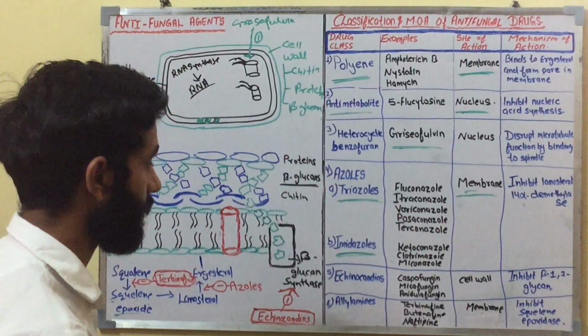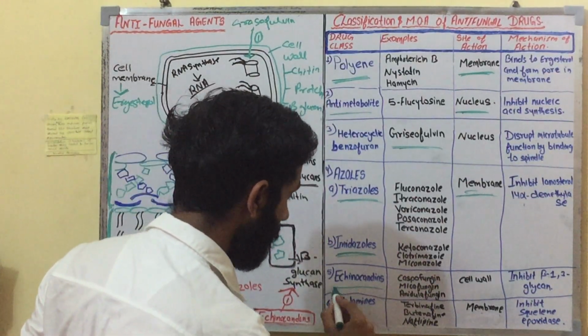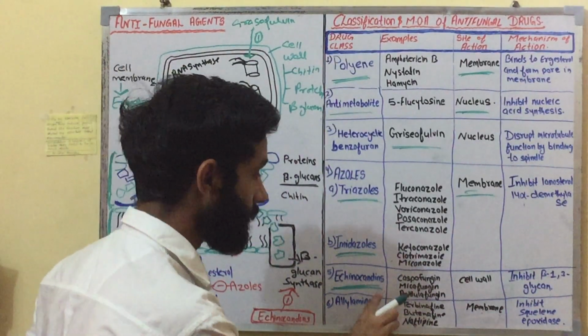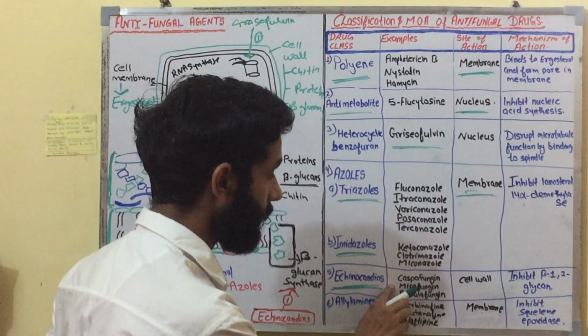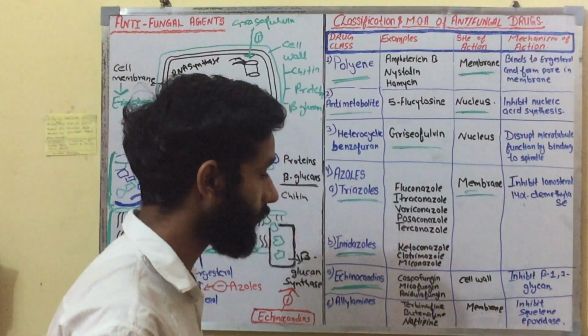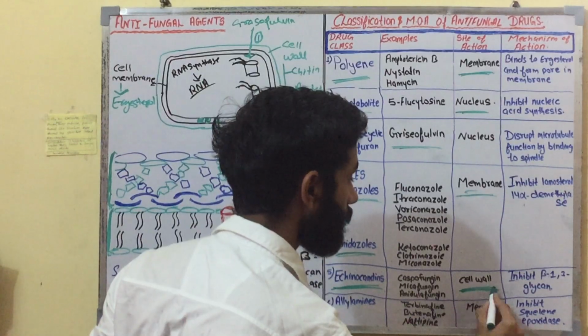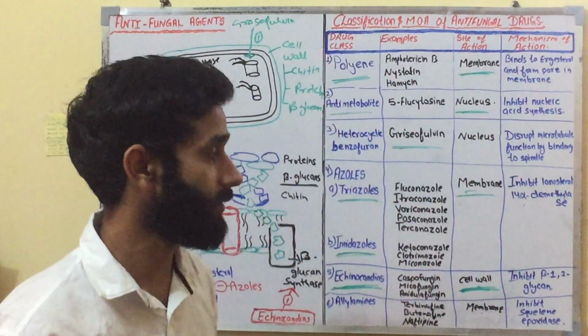So come to the next drug, echinocandins. Examples of the echinocandins are caspofungin, micafungin, and anidulafungin. The site of action is the cell wall. These drugs act on the cell wall of the fungus.